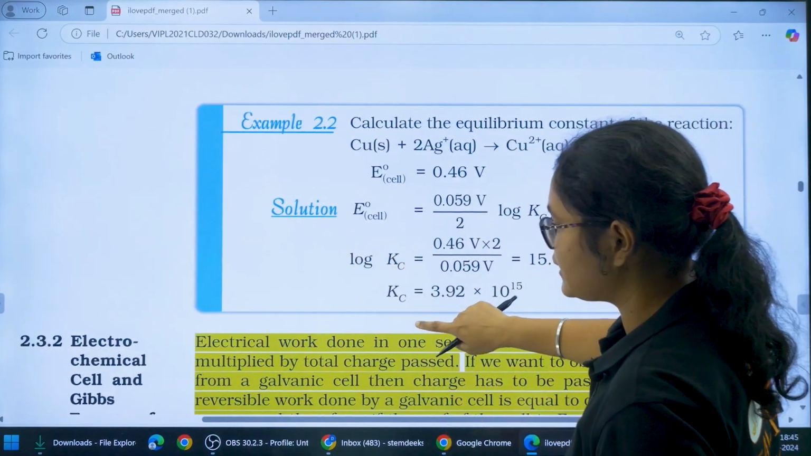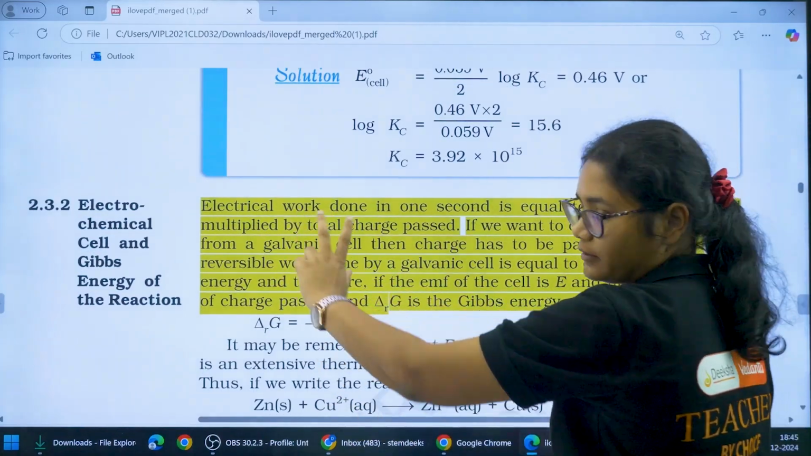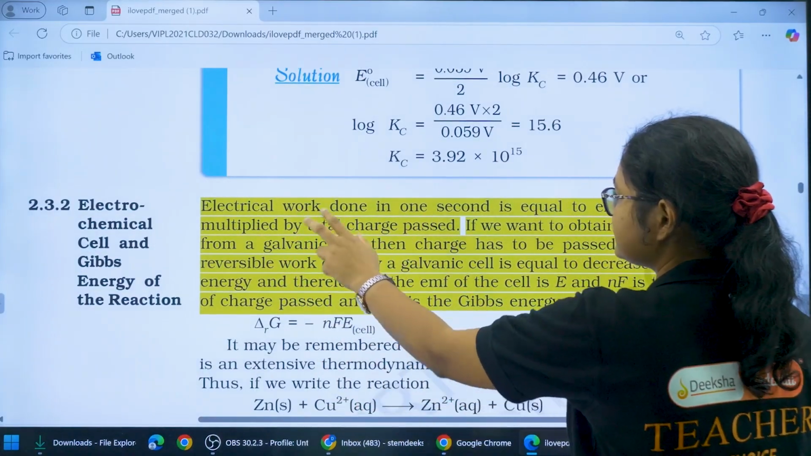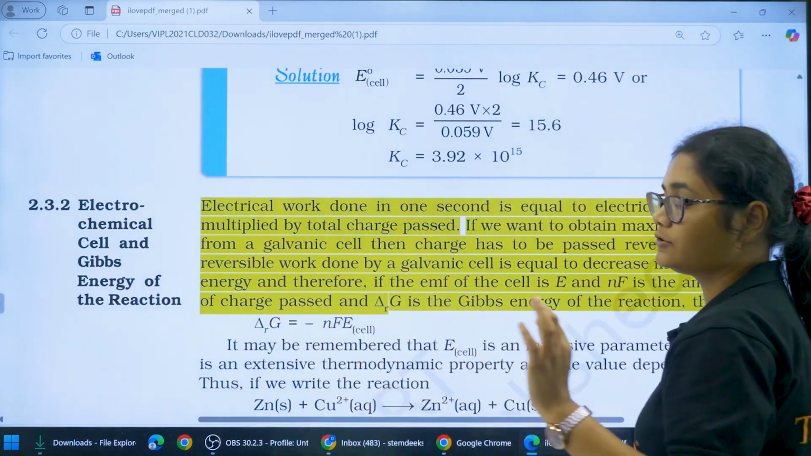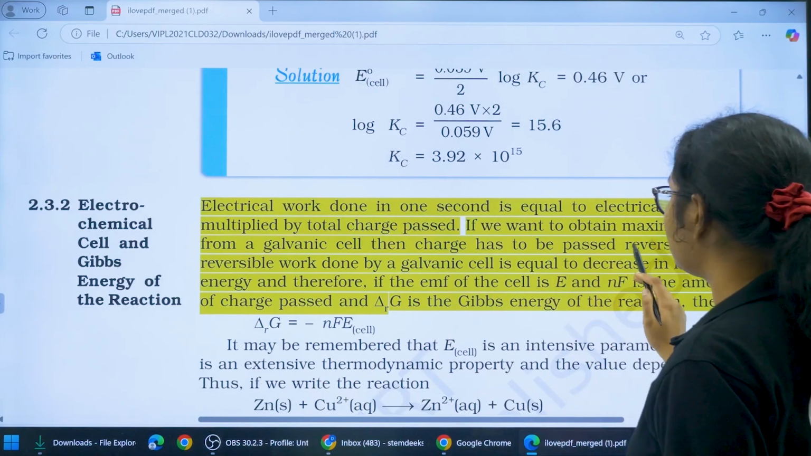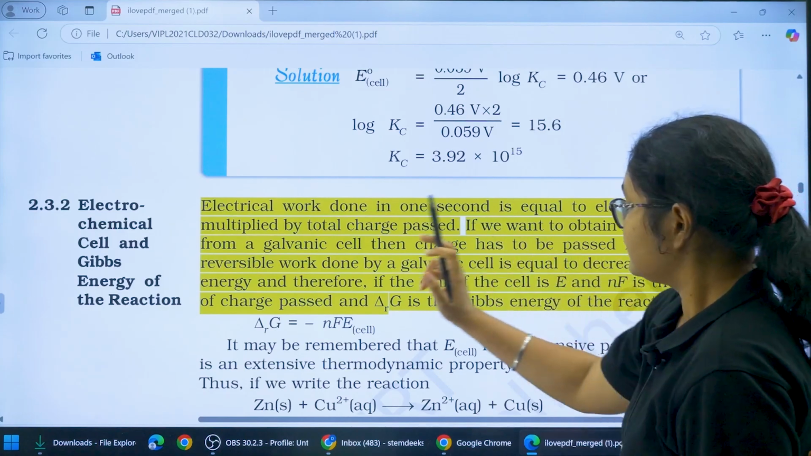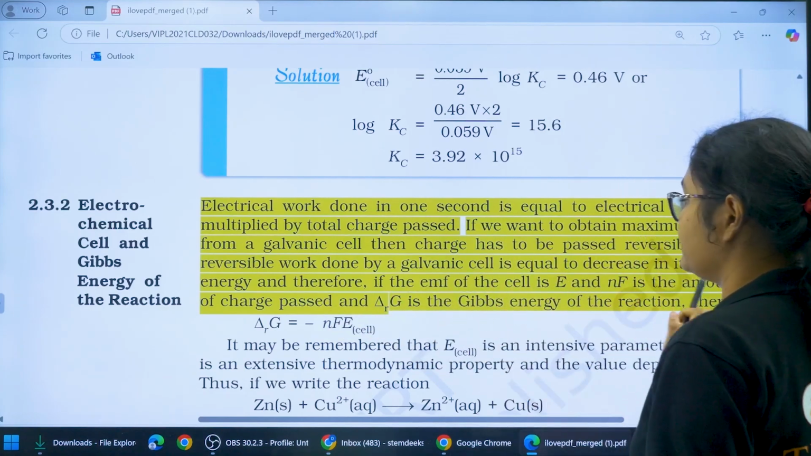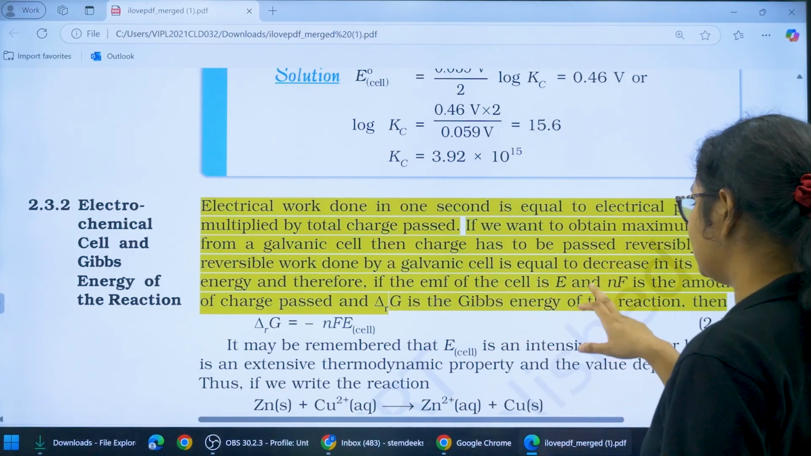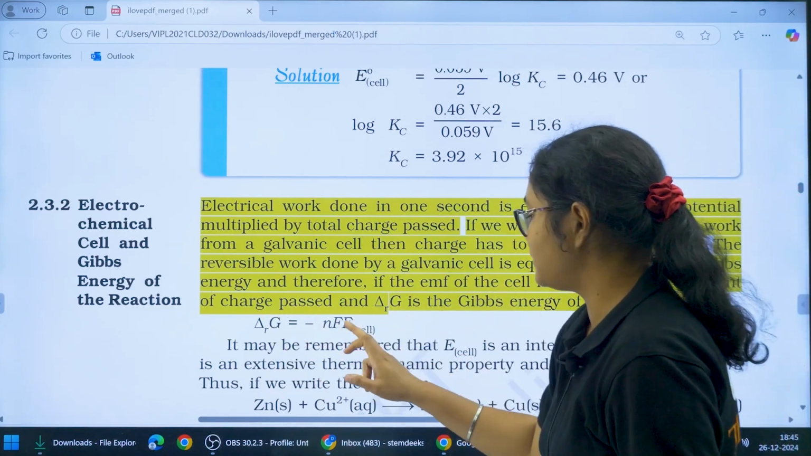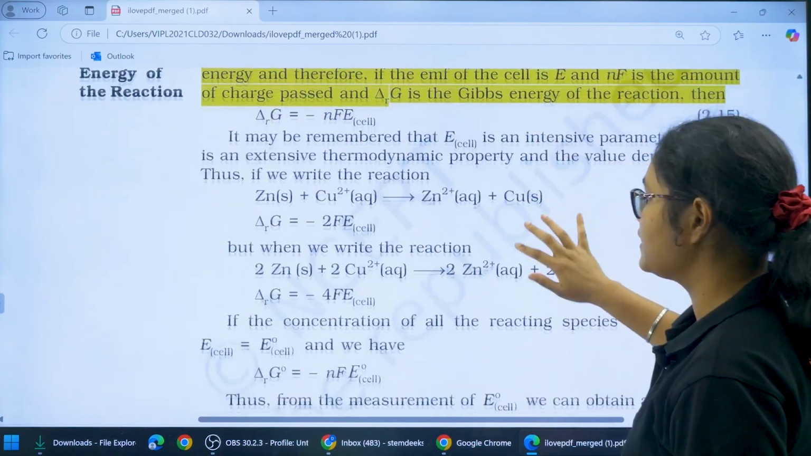Next, coming to the electrochemical cell and Gibbs energy. What is this? Electrical work is the work done in 1 second, equal to electrical potential multiplied by the total charge. Now if we want to obtain the maximum work from a galvanic cell, then charge has to be passed reversibly. The reversible work done by a galvanic cell is equal to the decrease in Gibbs free energy, and therefore if the EMF of the cell is E and nF is the amount of charge passed, then delta G is the Gibbs free energy of the reaction. This equation you have to remember.